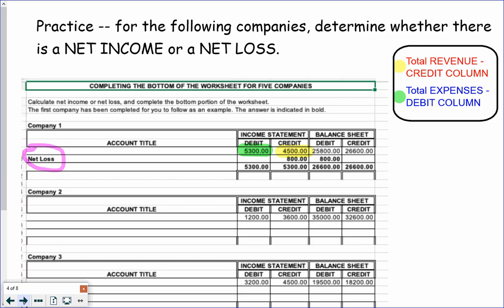So just going through this here, just to show you. These are the totals at the bottom of the income statement and the totals at the bottom of the balance sheet. On the income statement, the debit column will always be the expenses. The credit column will always be the revenue. Here we can see revenue is smaller than expenses. So what we do is we write net loss, and then you figure out what the net loss is. If this is 5,300 and this is 4,500, the net loss is 800. So we put 800 into the credit column. Now these are the same number.